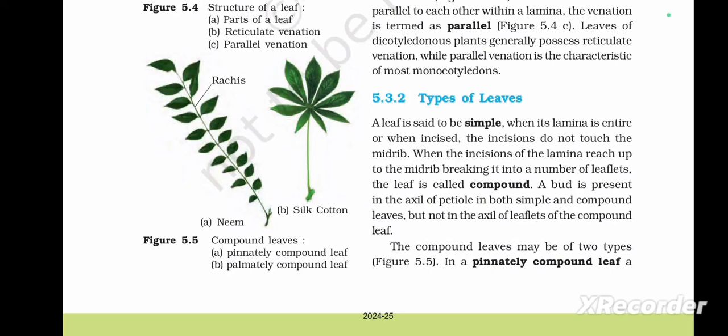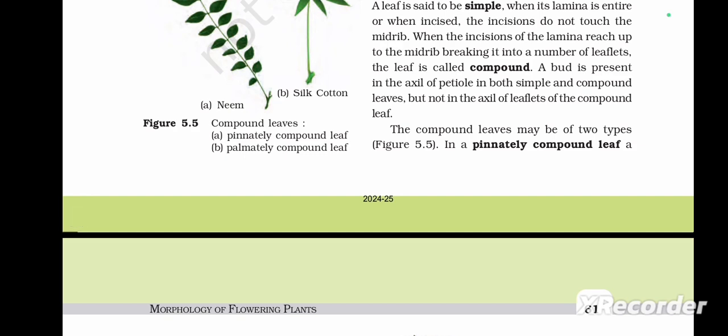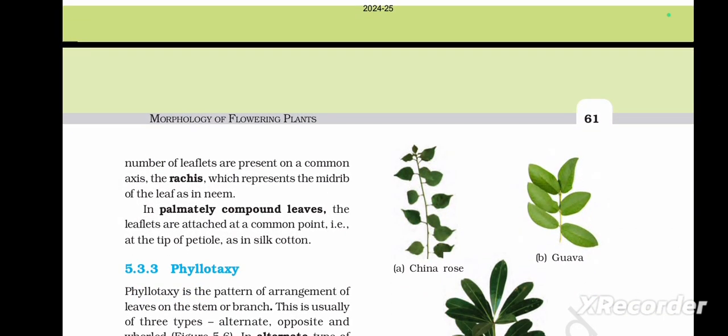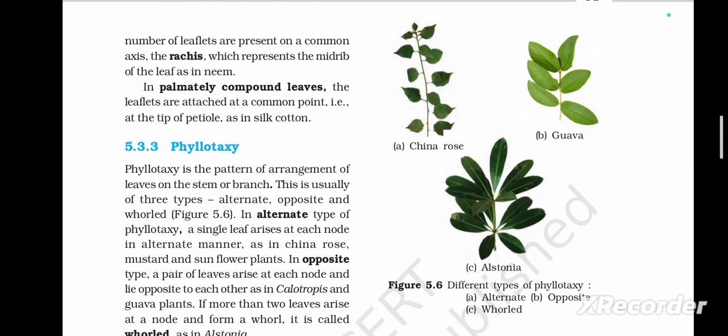The compound leaves may be of two types. In a pinnately compound leaf, a number of leaflets are present on a common axis, the rachis, which represents the midrib of the leaf, as in neem. In palmately compound leaves, the leaflets are attached at a common point, that is at the tip of petiole, as in silk cotton. Next topic is phyllotaxy.